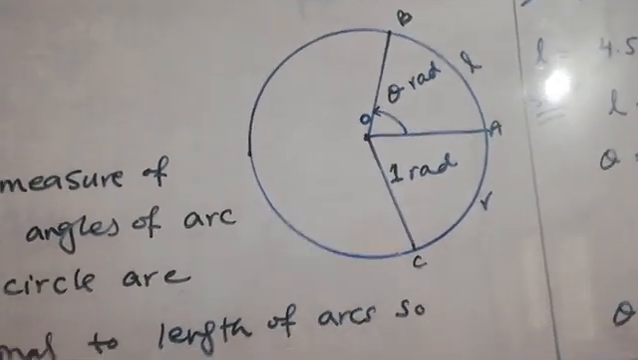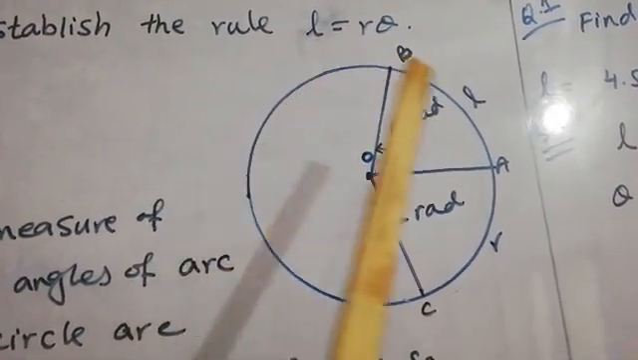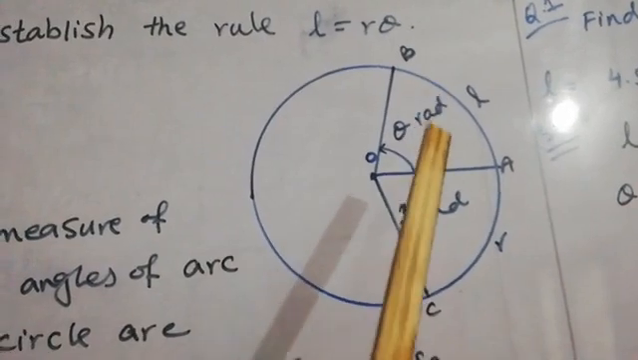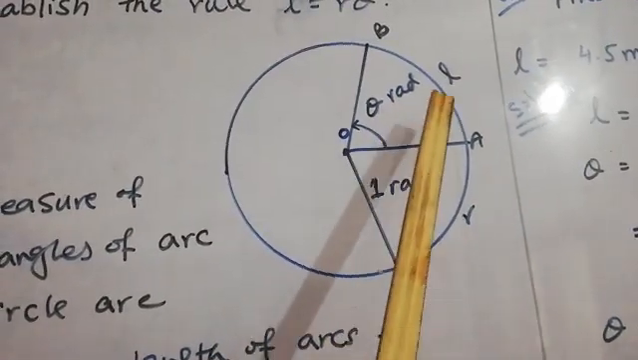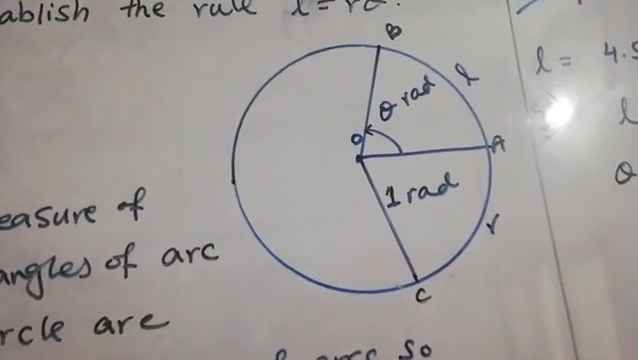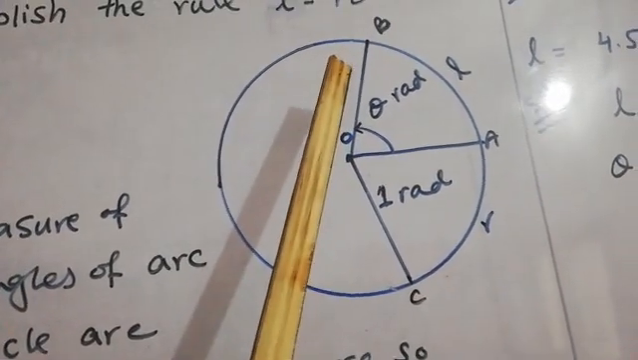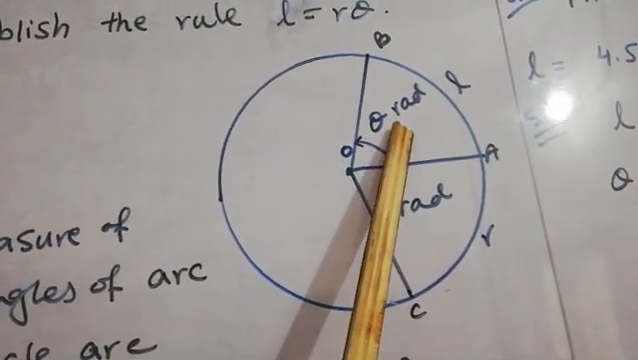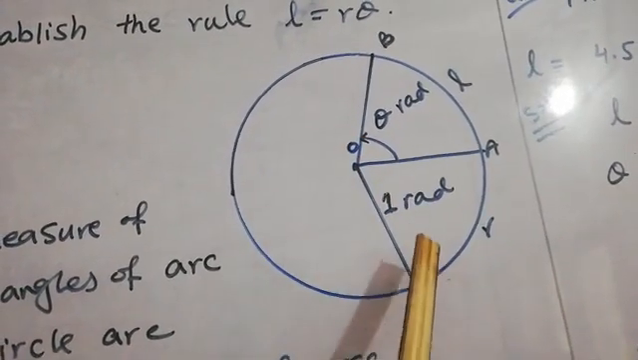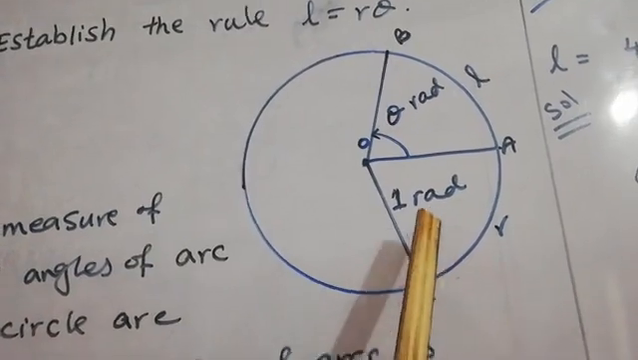In the other case, for example, we have a radius and a different length of arc, meaning the length of arc is not equal to the radius, then we can say that this is theta radian, and this is the length of arc. Now we have two angles, angle AOB, which is theta radian, and angle AOC, which is 1 radian.